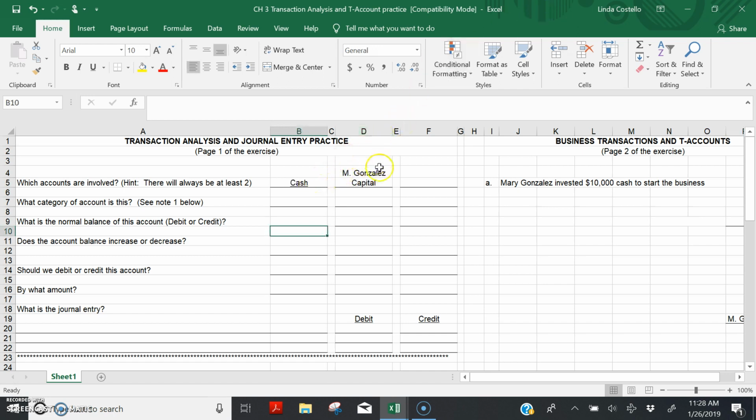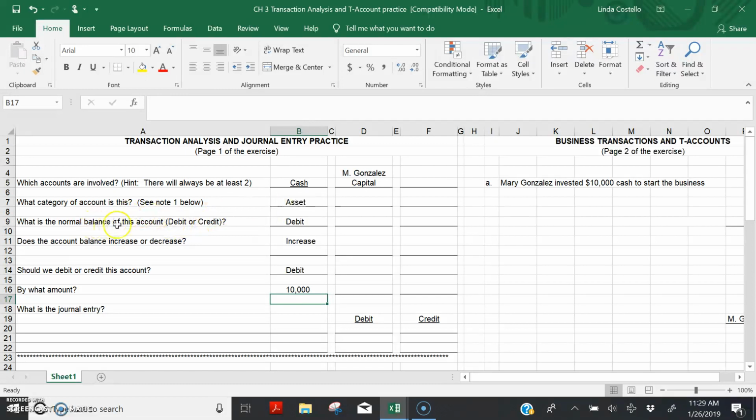Once you have identified which accounts are involved, then don't try to work across the columns horizontally. Instead, work only vertically. In other words, finish the cash column completely before you try to analyze the capital column. So let's go with the cash column. What category of account is cash? Cash is an asset account.